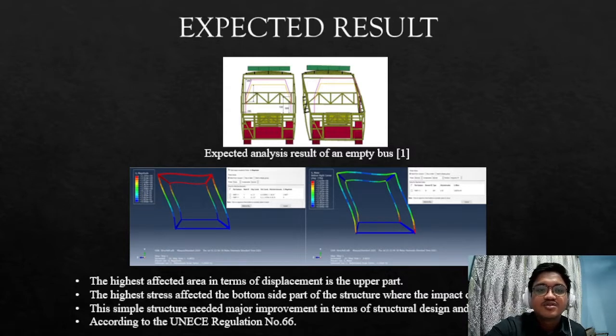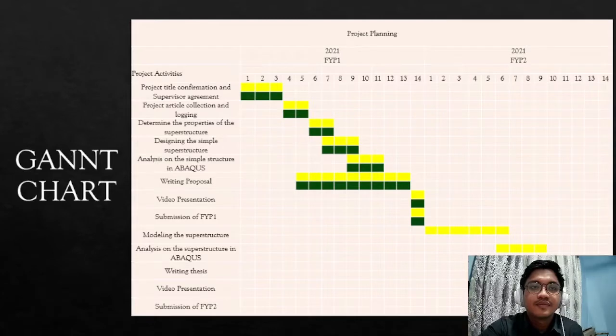Comparing to the actual superstructure, this structure needs major improvement in terms of structural design and configuration. The most affected region needs to be strengthened to be able to cope with impact without breaching the residual space according to UNECE regulation number 66.